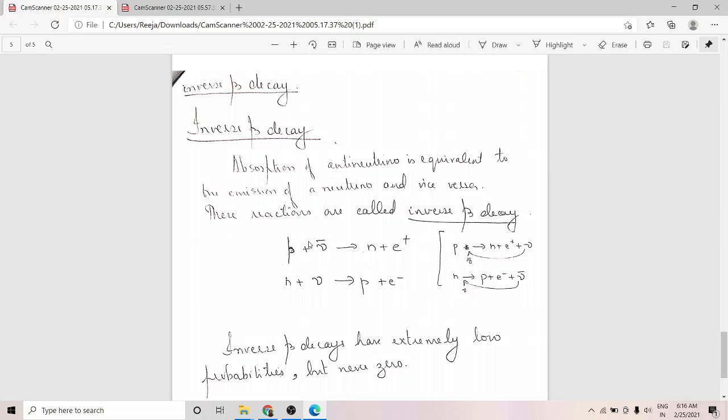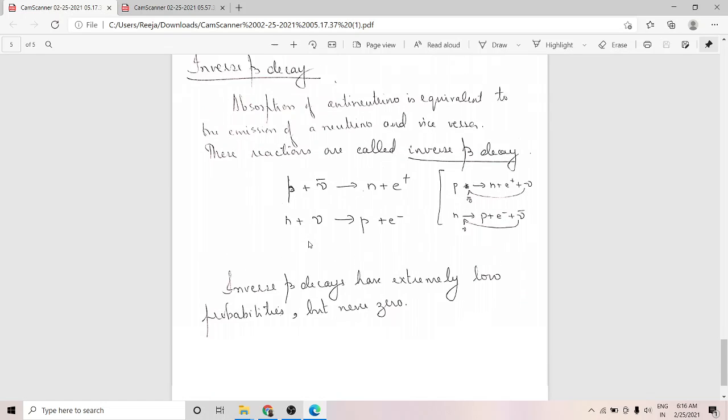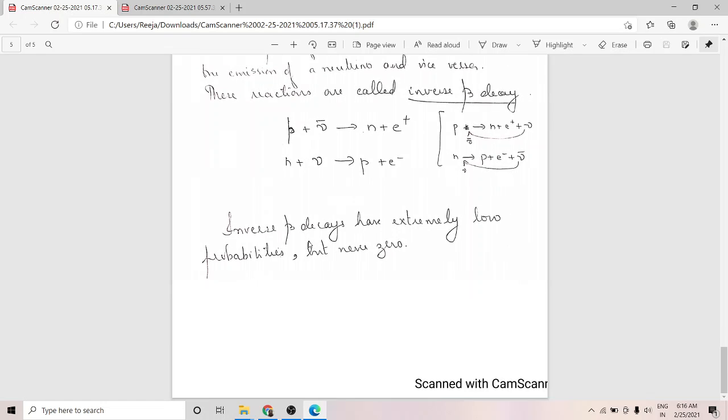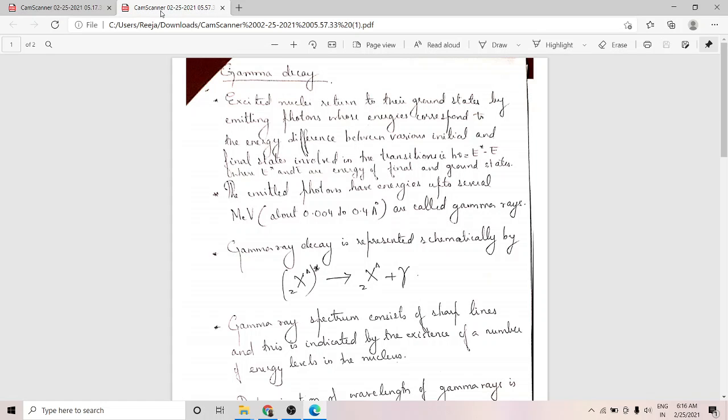It was through the inverse beta decay that the presence of the neutrino or antineutrino was established. Next, we go on to gamma decay. Gamma decay means an excited nucleus returns to the ground state by emitting photons.